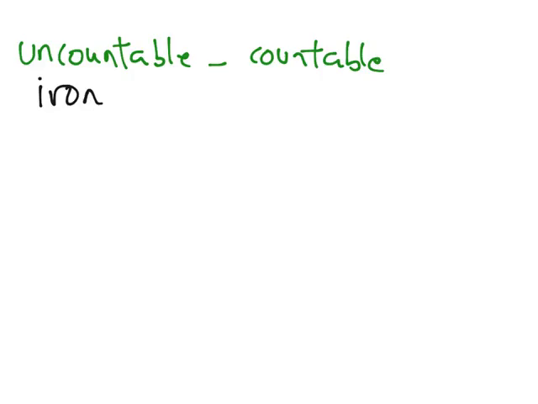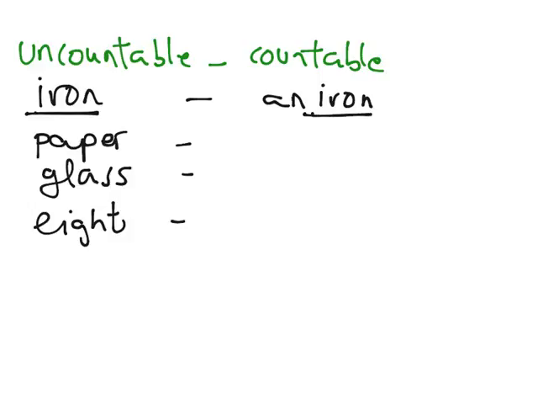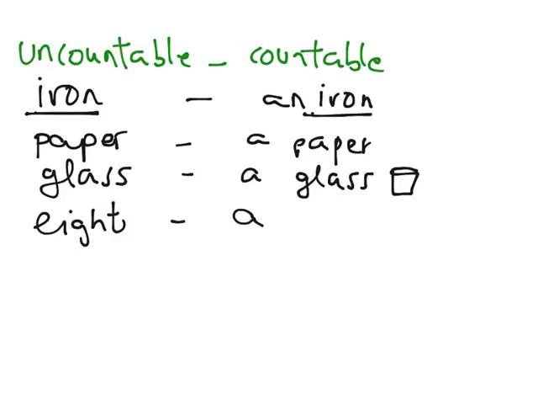Sometimes we have words which are uncountable and the same word is countable. Iron and an iron. But then what happens is that they have different meanings. Iron is a material and an iron is an object. There are many words in English like this. Paper is the material, a paper can mean an essay, a composition. Glass is the material. A glass is the object. Okay. Light, a light. Okay.